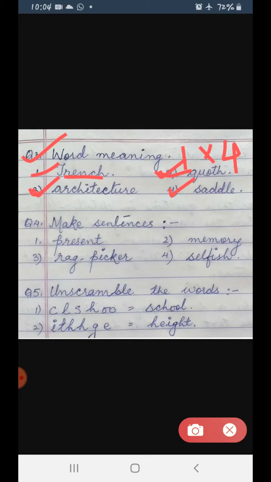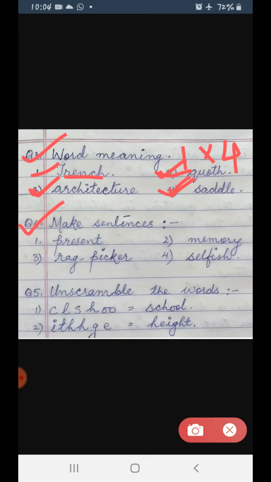Next, number 4, saddle. What is saddle? Saddle is a leather seat fastened on the back of the horse. Fastened means tied up, bandhna. So it is a leather seat which is fastened on the back of a horse. That is called saddle. Clear? Now question number 4.